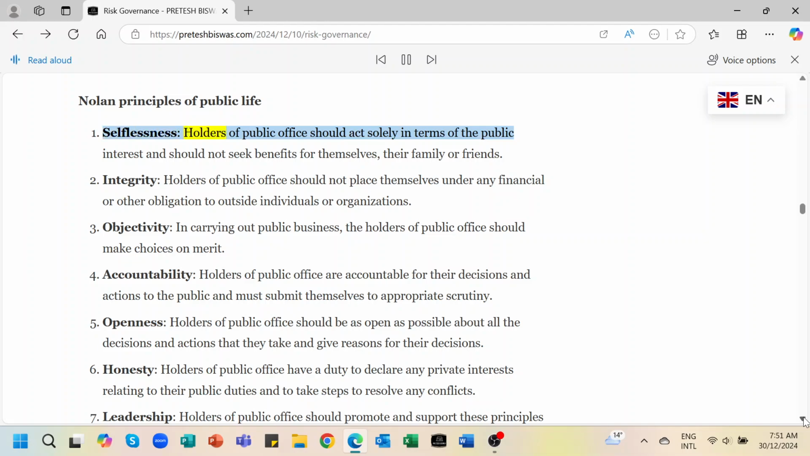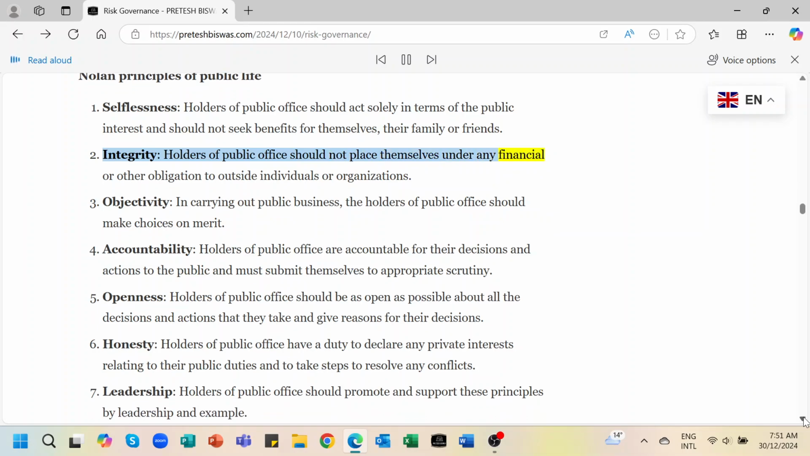Selflessness. Holders of public office should act solely in terms of the public interest and should not seek benefits for themselves, their family, or friends. Integrity. Holders of public office should not place themselves under any financial or other obligation to outside individuals or organizations. Objectivity. In carrying out public business, the holders of public office should make choices on merit.